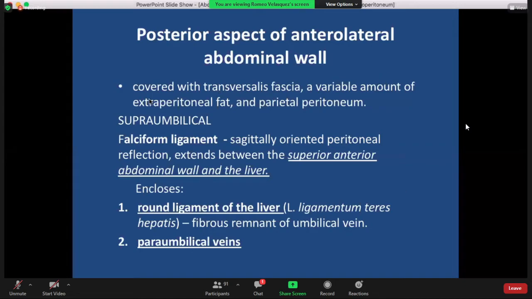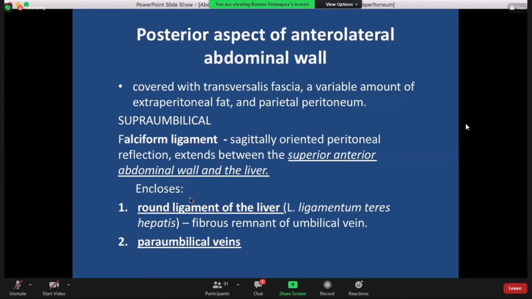So overall, you will be looking at the falciform ligament. It's very prominent. This is a sagittally oriented peritoneal reflection. The falciform ligament is not a true ligament, but this is peritoneum that has condensed to become more or less similar to a ligament. It extends between the superior anterior abdominal wall and the liver, so it attaches to the anterior abdominal wall and also to the liver.